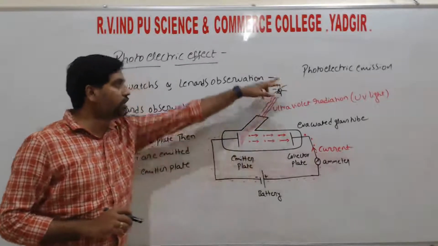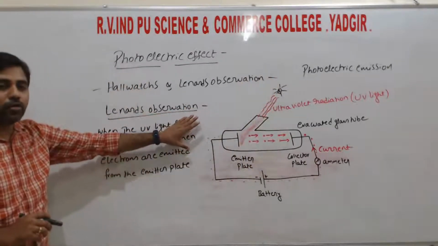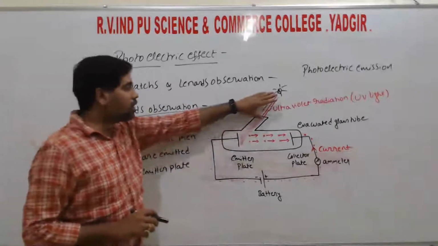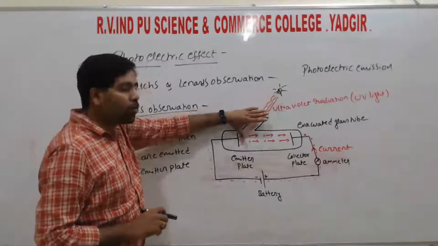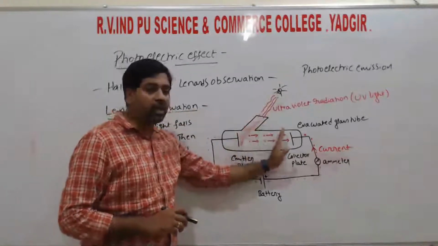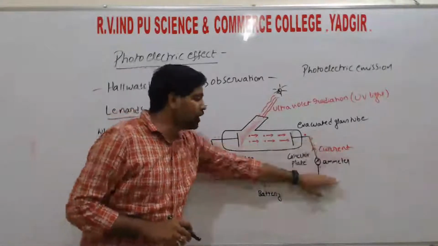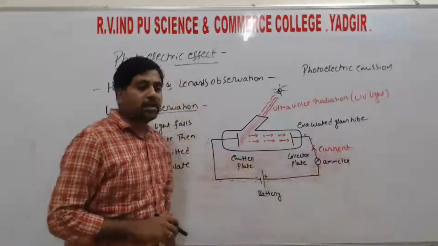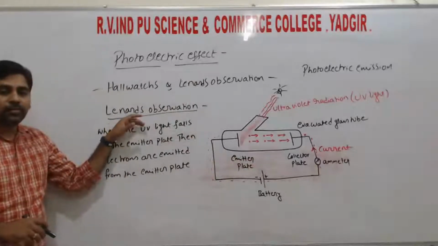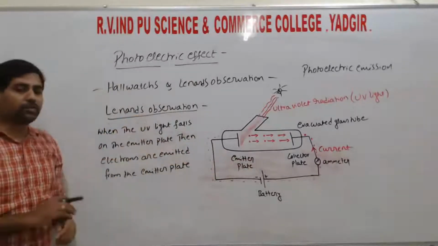So hence it proves the emission of the photoelectrons, that is photoelectric emission. When the ultraviolet light is stopped from falling on this metal plate, there will be no flow of electrons, and hence no current in the external circuit. So this is what was observed by Lenard. Right, so this one is the simple experiment.